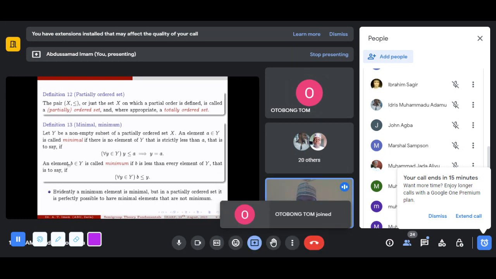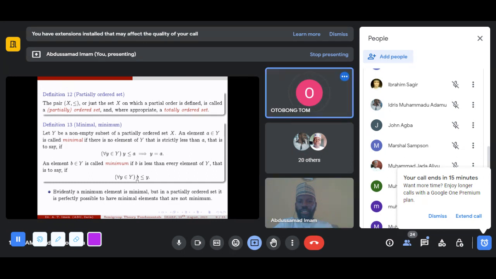And then an element B is called minimum. This is the notion of minimum. There is a difference between minimal and minimum. If B is less than or equal to every element, that is, for all Y, B is less than or equal to Y, then B is always preceding all members of the set. It cannot dominate every member of the set.